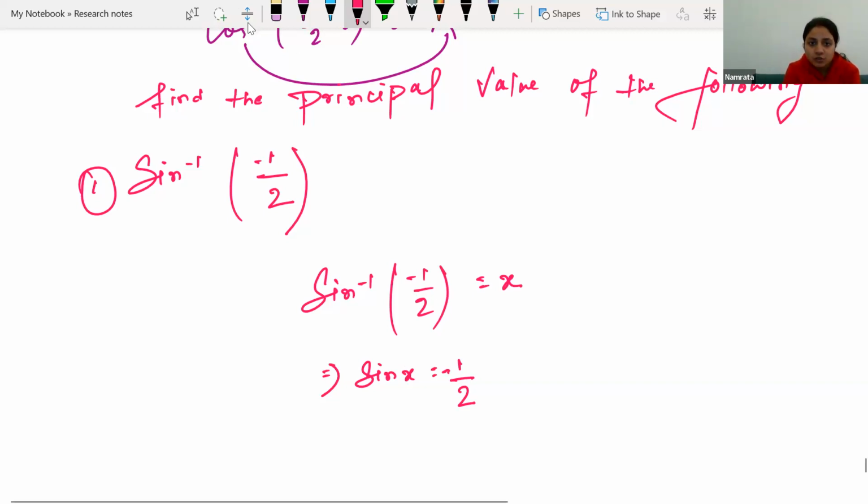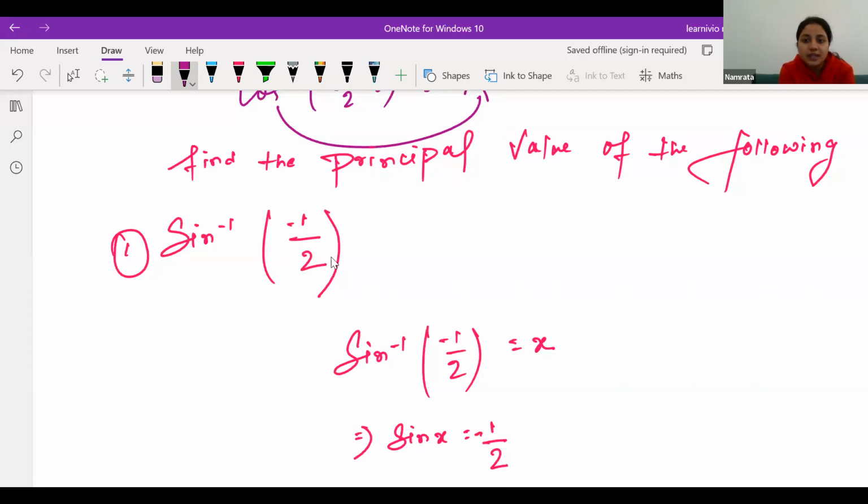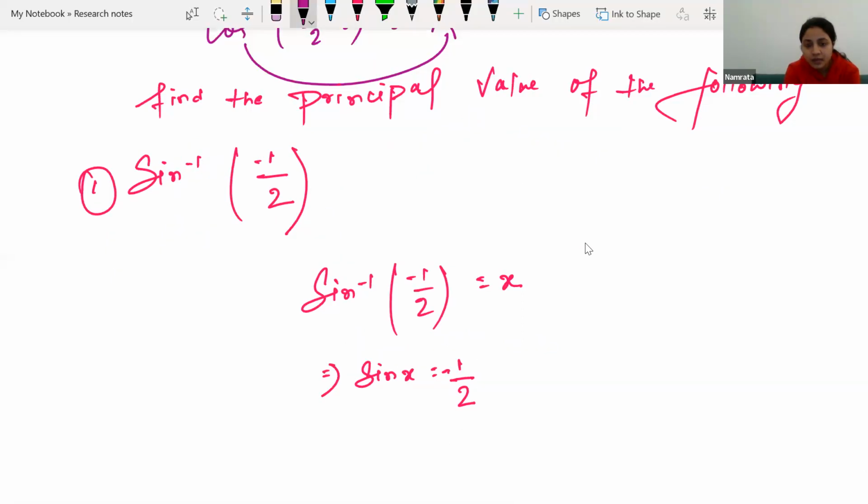Now 1 by 2, which angle gives 1 by 2 for the sine function? Anyone? I'm not talking about minus 1 by 2. First thing first, tell me 1 by 2. Which angle gives us 1 by 2? Yes, ma'am, sine 30. That means pi by 6, right? So I'm going to write it as minus sine pi by 6.